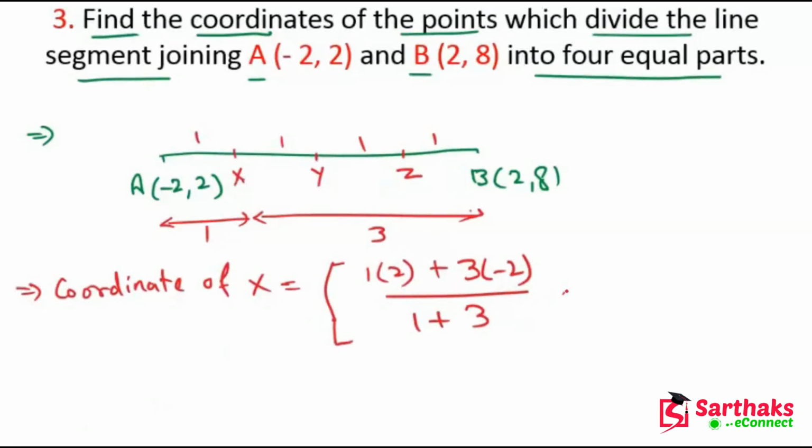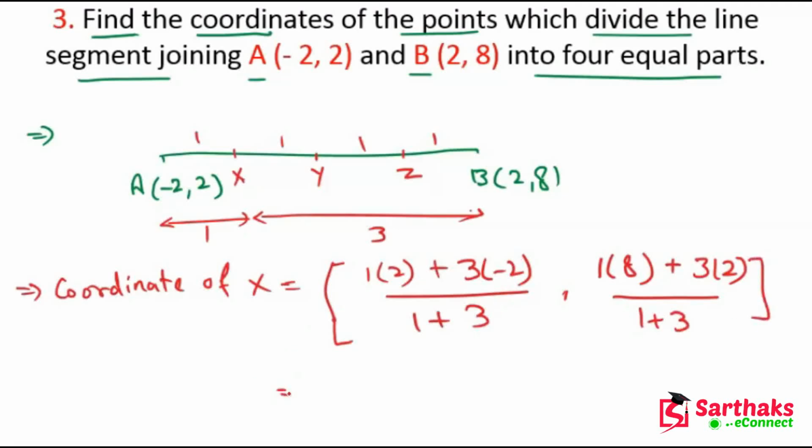Now the y coordinate is, my dear friends, 1 into 8, means this one is multiplied with 8, plus here the ratio is 3 and this 3 is multiplied with 2, 3 multiplied with 2, now divided by 1 plus 3. Okay, so these are the coordinates.